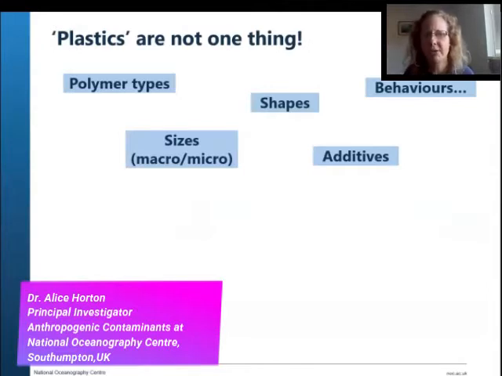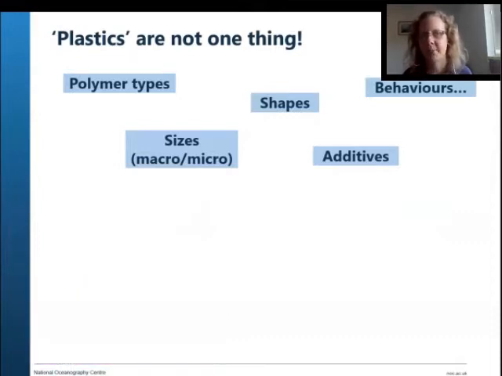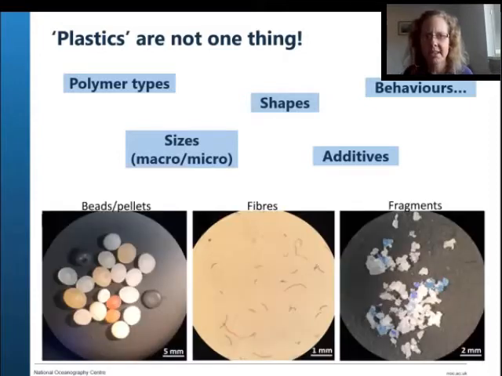It's important to note when we talk about plastics that plastics are not just one thing. We need to consider that plastics comprise lots of different polymer types, lots of different shapes of particles and items, lots of different sizes. So we talk about macroplastics, which are large plastic items, or microplastics, which I'll talk a bit more about. All these polymers have different additive chemicals to give them different properties, and they all behave in different ways. So this image gives an example of this.